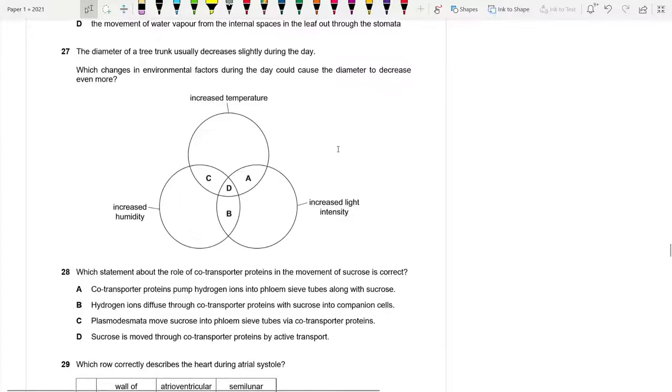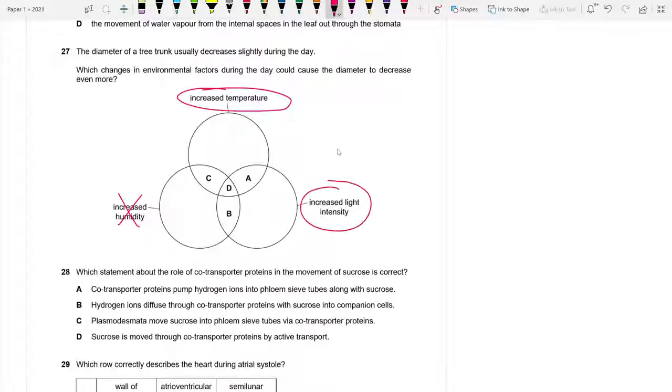27. The diameter of a tree trunk usually decreases slightly during the day. Which changes in environmental factors during the day could cause the diameter to decrease even more? I just did this in my previous variant, October November 2021 variant. 1 and 3, I guess. Due to the transpiration flow, due to the capillarity action, the diameter of the tree trunk actually decreases. So we want to see which factors increase transpiration. This one increases transpiration, this one does not, this one increases transpiration. So it has to be A logically. 27 is A, because both of these increase the steepness of the water potential gradient.